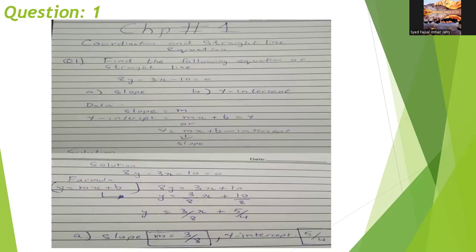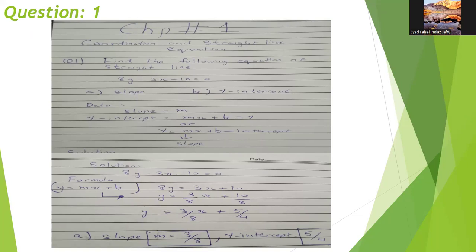The first question is, find the following equation of straight line: 8y minus 3x minus 10 is equal to 0. Find A, the slope, and B, the y-intercept. The slope is equal to m. The y-intercept form is y is equal to mx plus b, where m is the slope and b is the y-intercept.